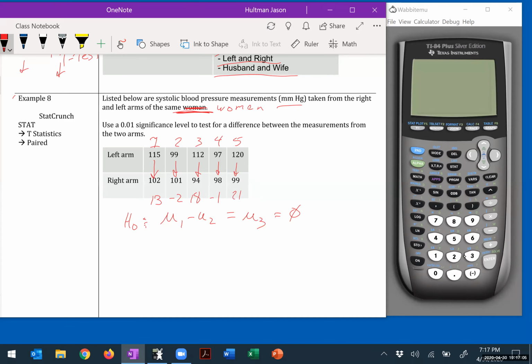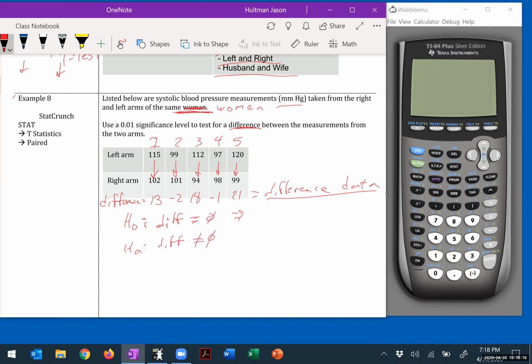So we don't use mu1, mu2. Here is mu3, which is the difference. Is the difference equal to 0? What's the alternative? We want to use a 0.01 significance level to test for a difference. Is there a difference? Well, we want to say no, the difference was not equal to 0, that there was a significant difference.